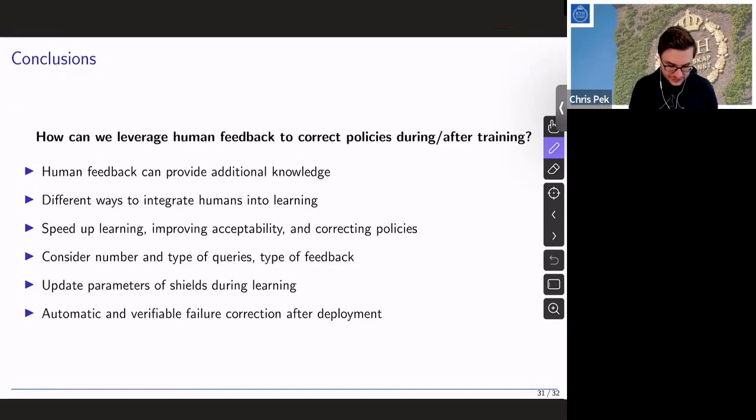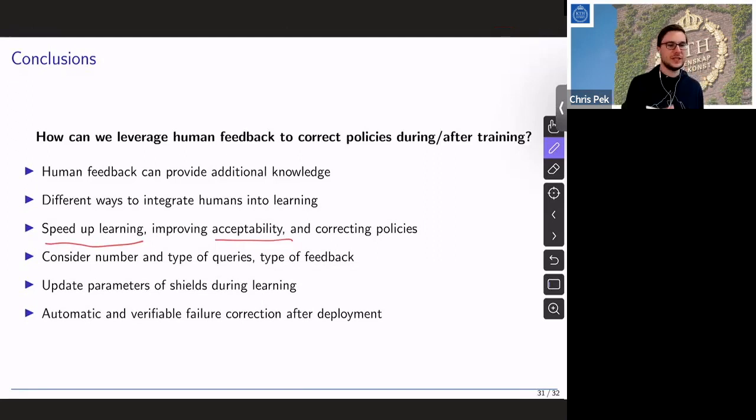In general, we saw that using the shielding, we can speed up learning. We can improve acceptability, in this case, obtain robot policies that are perceived as safe. And we can also correct policies. Very important is we need to consider the number of times we query a human, the type of query. So what is the query showing? It needs to be meaningful. And the type of feedback. So the feedback needs to be meaningful as well. If you just say good or bad, it might not be enough. Maybe you need to give more skills, more fine-granular feedback.